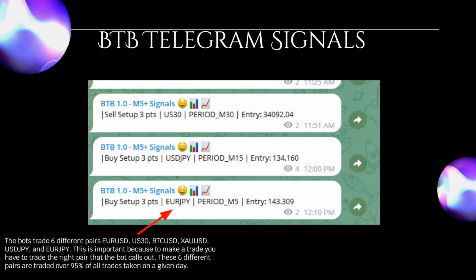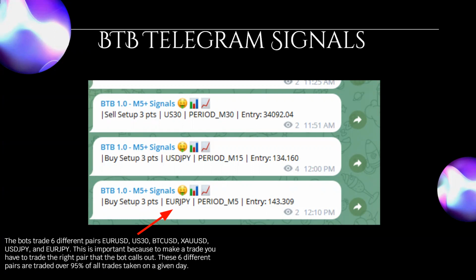So right here in the middle, Euro JPY, which this arrow's pointing at. The bot trades 6 different pairs: Euro USD, US30, BTC USD, XAU USD, USD JPY, and Euro JPY. This is important because to make a trade, you have to trade the right pair that the bot calls out. These 6 different pairs are traded in over 95% of all trades taken on a given day.